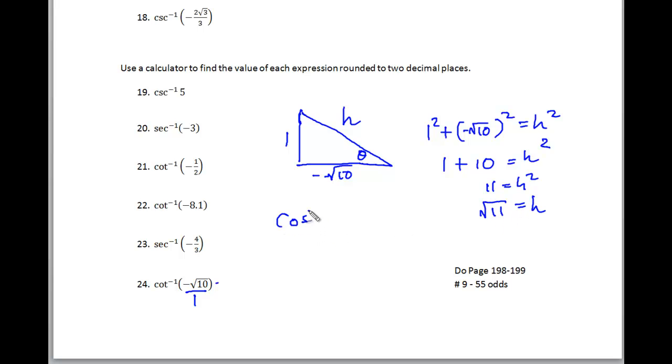Now we're going to seek out inverse cosine of our angle theta to figure out what our answer is. And since h is the square root of 11, the adjacent, in this case, the negative square root of 10 divided by square root of 11 gives us an answer, once we run that in there, of 2.84. And that's when you type that in. You might say, well, should I have rationalized the denominator? And it's really not necessary, since we're just plugging that into the calculator to find the approximated value.